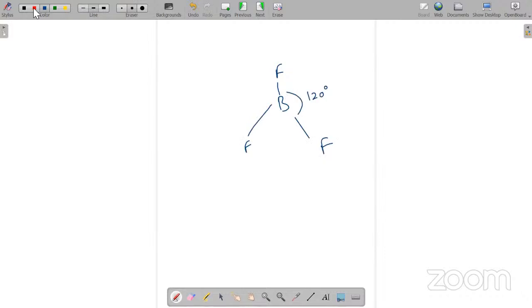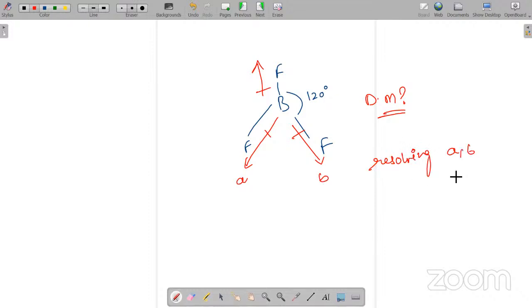Now the question comes here. Fluorine will pull on the top and this will pull on the bottom and this will pull on the bottom. Now you want to know the dipole moment. How do you find the dipole moment in this case? Pretty clear, right? The dipole moment is simply nothing but resolving. Let's suppose this is A and B. Now resolving A, B dipole moment.